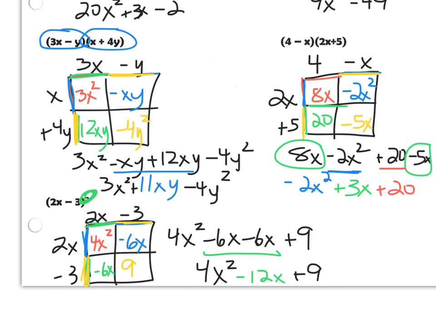The end. So the key is that we're going to use our terms in parentheses. One is my length and one is my width. We multiply to get to the inside, and then we're going to add those individual areas together.